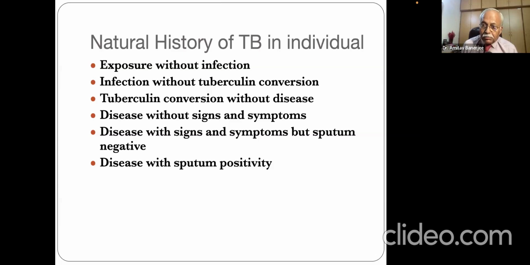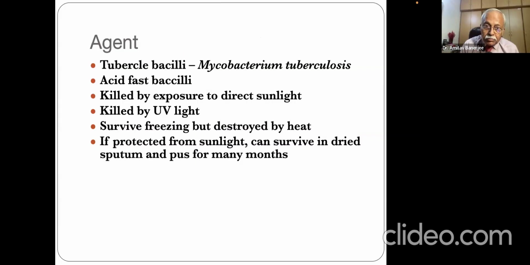About 5 to 10% will get the TB disease, 5 to 10% of those who are carrying the dormant mycobacterium in the body. So host factors are perhaps as important as the infection. Which we all know, acid-fast bacilli are killed by exposure, but can survive freezing, and can survive in dried sputum or pus for many months. Important for transmission.